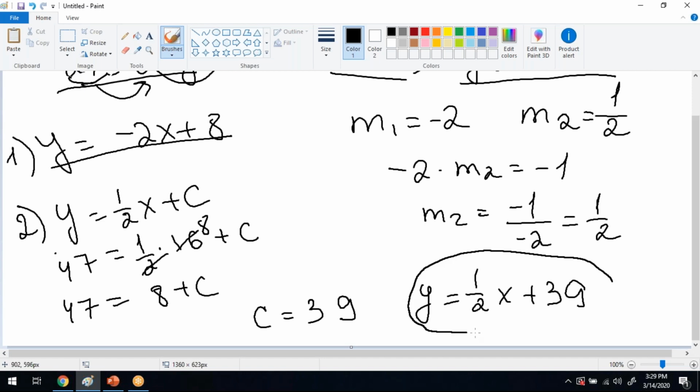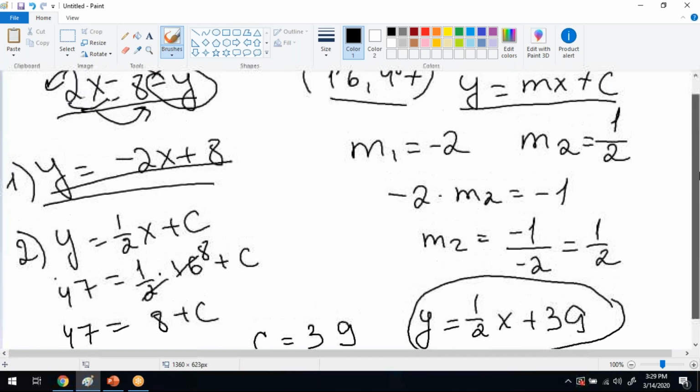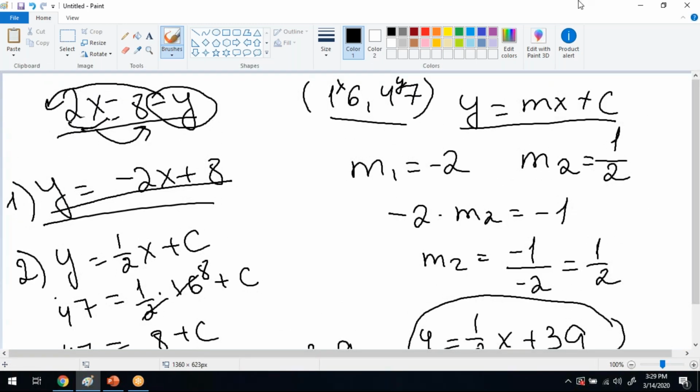And this line and this line will be perpendicular because their gradients multiplied together give negative 1.